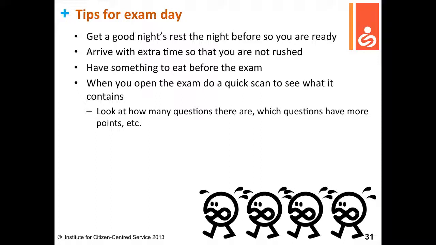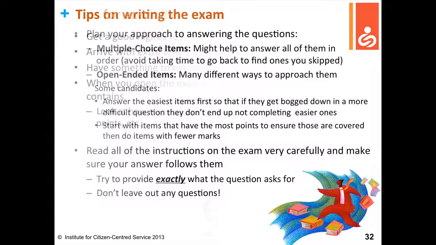Some people find that they like to write the multiple choice questions or the open-ended questions and do them all exactly as they are presented in order. Other people like to read through the exam and do the easy questions first. Some people like to read through the exam and do the difficult questions first. So you all have your own style for writing the exam. Just make sure that you answer all the questions.